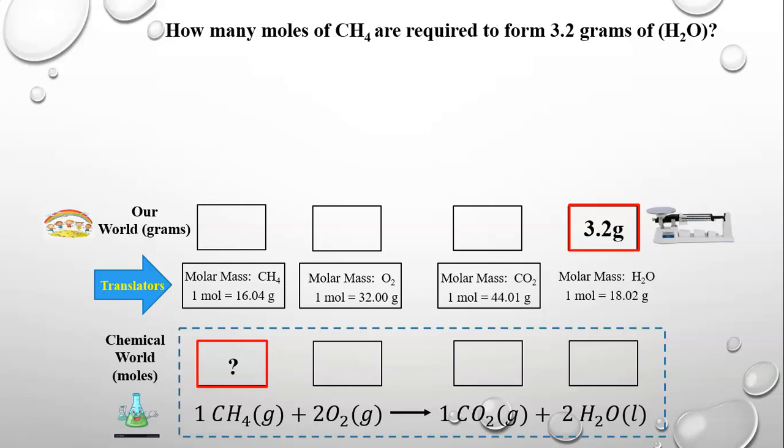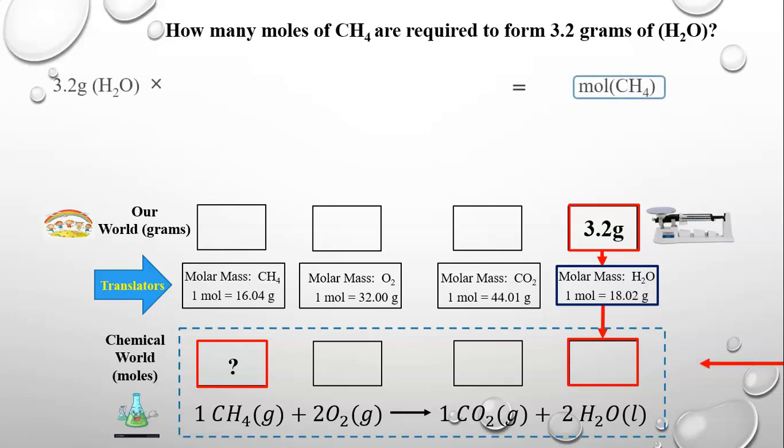So what we need to do is find a path that gets us from 3.2 grams of H2O to some number of moles of CH4. So how do we do that? The first thing we do is we go through the molar mass to get into the chemical equation. So we have to convert from grams of H2O to moles of H2O. And then that will put that number in that box right there when we do that. Then you need to go across the equation from moles of H2O to moles of CH4. And that will be our final answer. So you can see it's a two-step process.